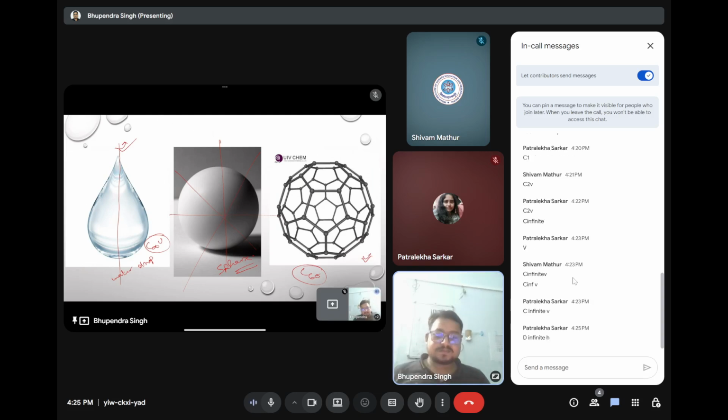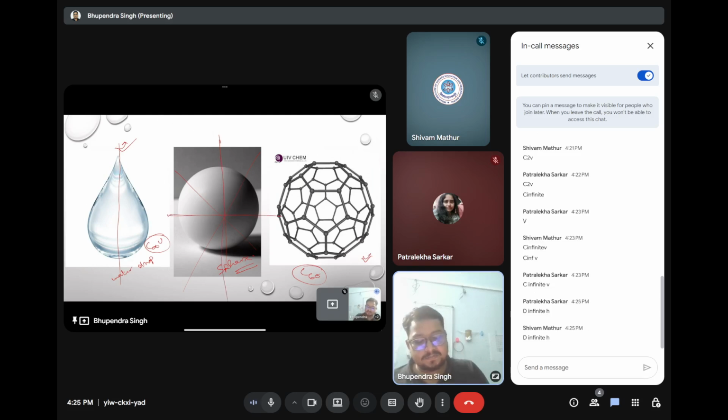D infinite H, yes, because a plane is also present perpendicular. This is your axis, this is your perpendicular plane. If you cut the ball in half, no problem. Pass the plane through the center, perpendicular to this axis. So the point group is D infinite H. Fullerene, this you have to really imagine, otherwise it's difficult. Maybe homework. Try to find out. I will upload it today itself, so you can imagine.